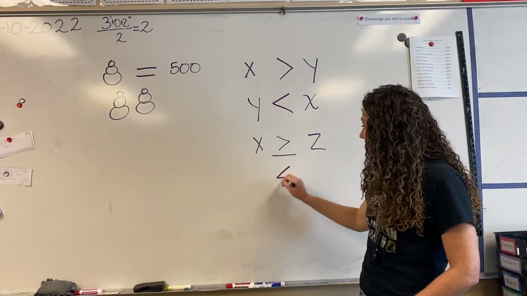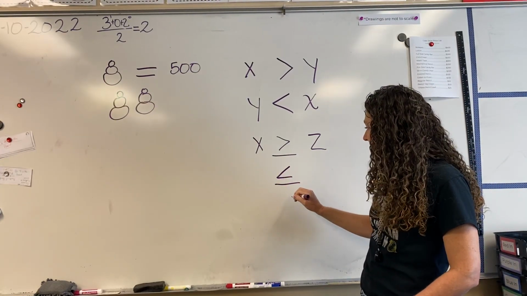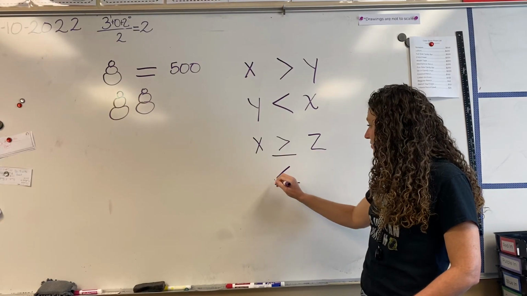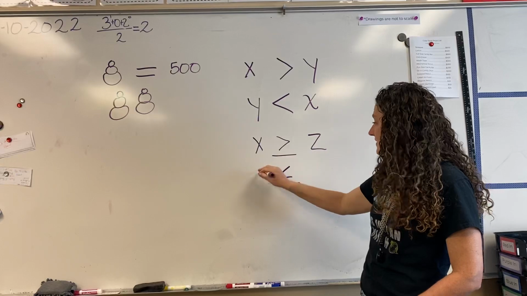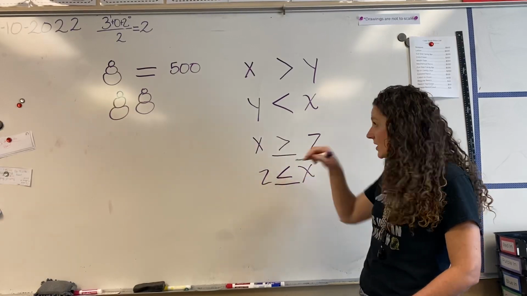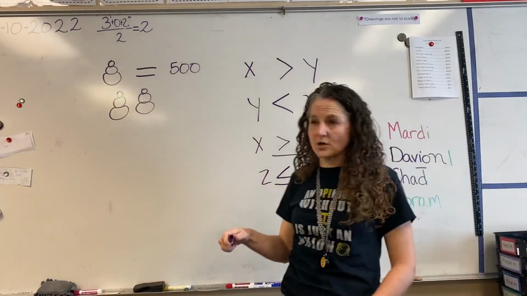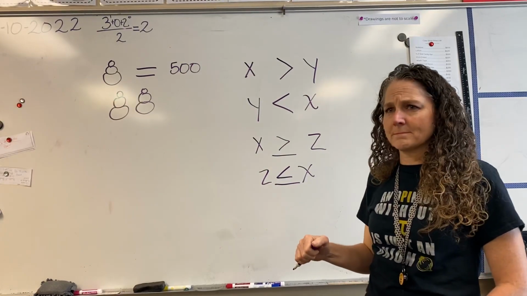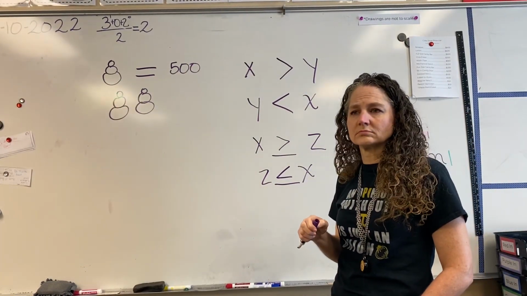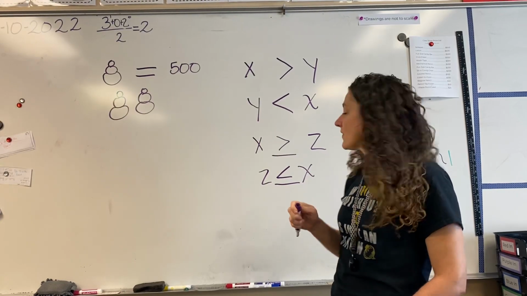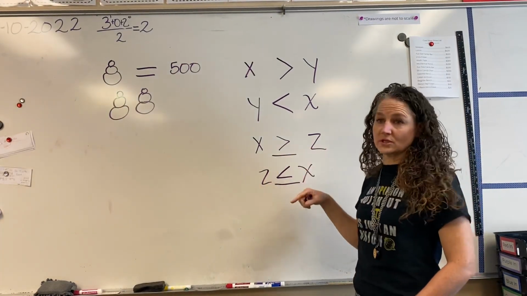What if I have this? Which one goes here? Which one's less than or equal to? The Z. We know the Z goes there and the X goes there. So we want to review those, the triangles and the lines. These are greater than or equal to.